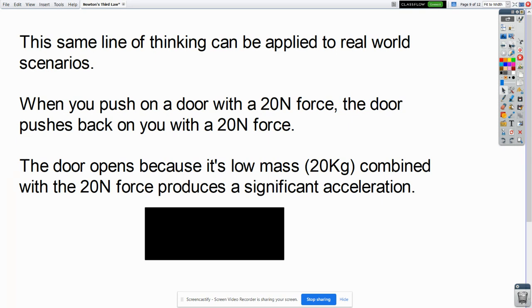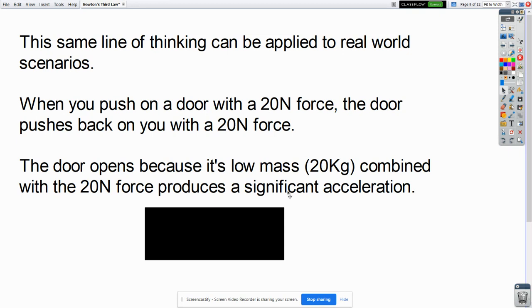When you push on a door with a 200 newton force, the door pushes back on you with a 200 newton force. That would be an awful strong force to open a door with. You push on the door with a 20 newton force, the door pushes back on you with a 20 newton force. Okay, equal in size, opposite in direction.